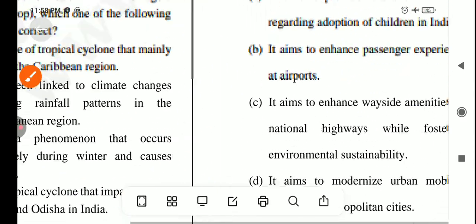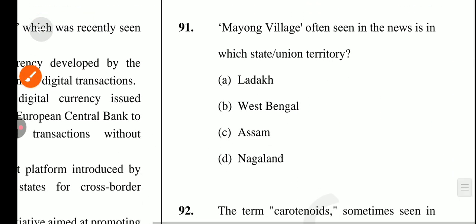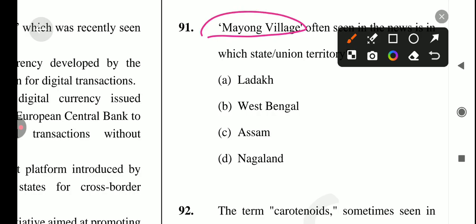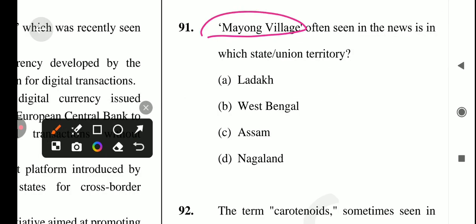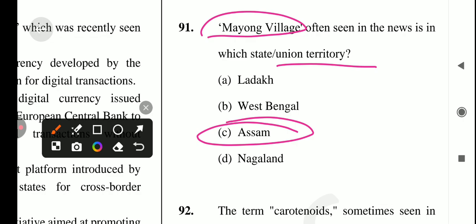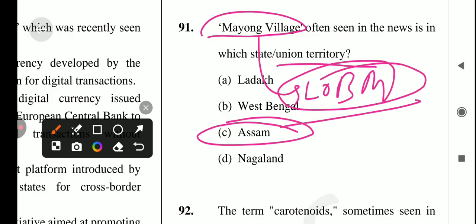Let's come to the next question, which is: Moyang village, often seen in the news, is in which UT? ये कहाँ पे है? तो ये असम में हो जाएगा. इसको लैंड ऑफ ब्लैक मैजिक भी बोलते हैं. मोयांग विलेज को लैंड ऑफ ब्लैक मैजिक भी बोला जाता है. Okay, so answer is option number C.